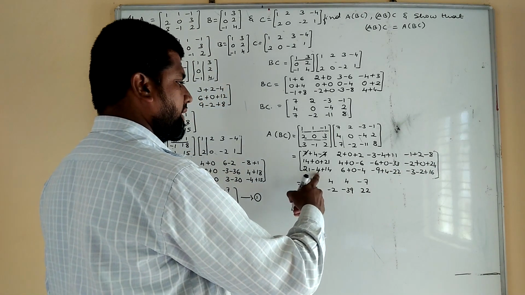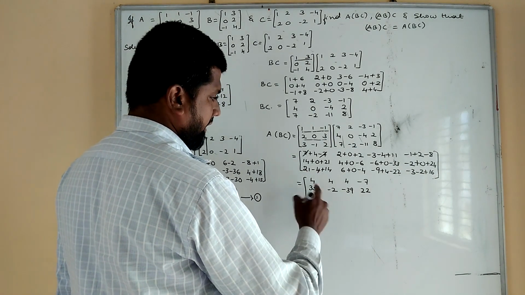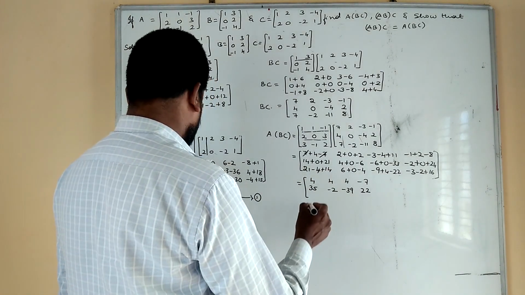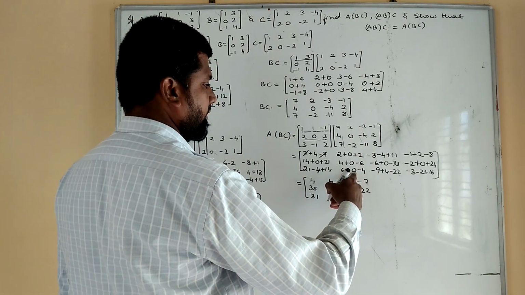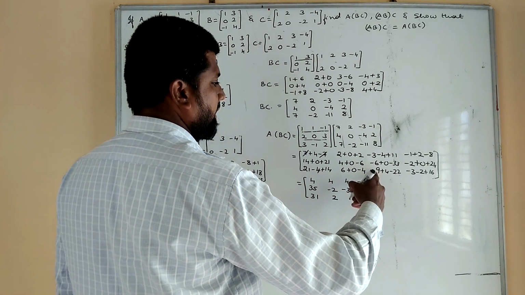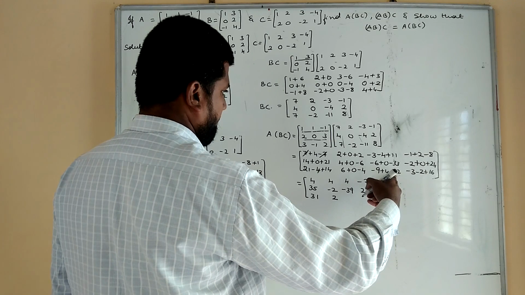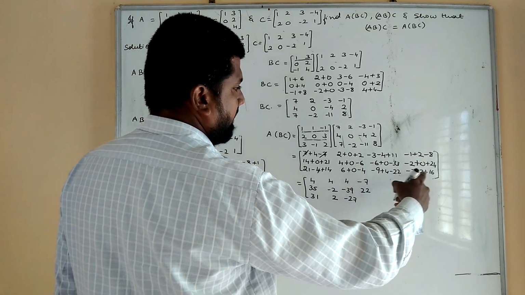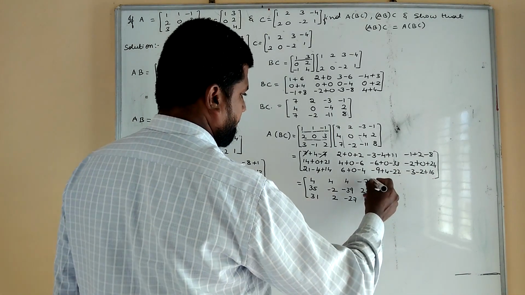Then 21 minus 4 is 17. 17 plus 14 is 31. Then 6 plus 0 is 6. 6 minus 4 is 2. Minus 9 plus 4 is minus 5. Minus 5 minus 22 is minus 27. Then minus 3 minus 2 is minus 5. Minus 5 plus 16 is 11.